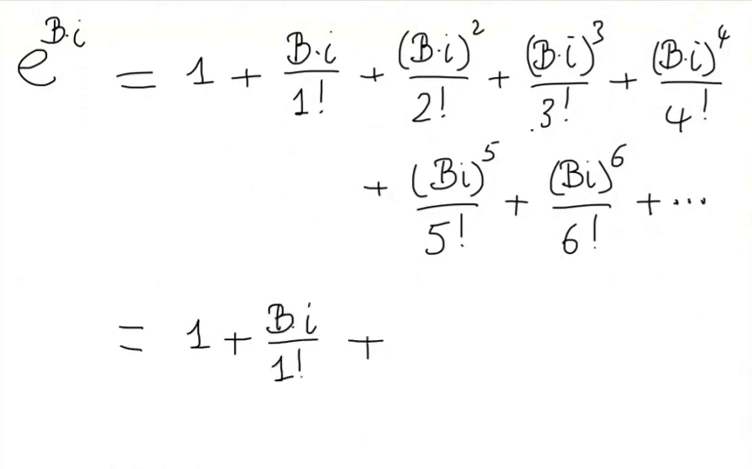But the third one, we have (bi) squared becomes b squared times i squared. But what is i squared? Well, i squared is -1. So we have that divided by 2 factorial. And then the next one is b cubed times i cubed. But what is i cubed? We saw it earlier. i cubed is minus i.